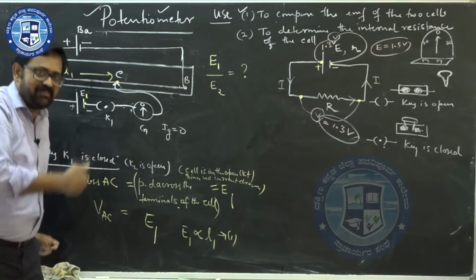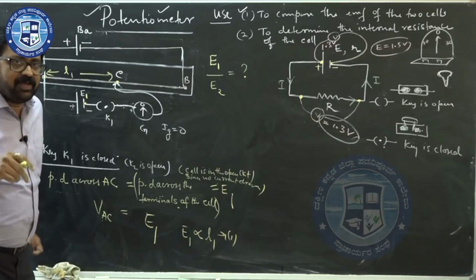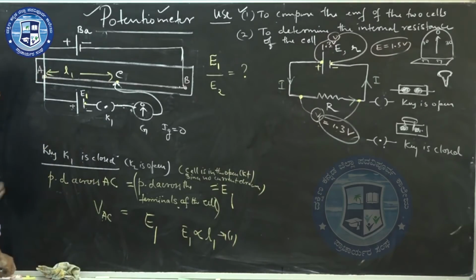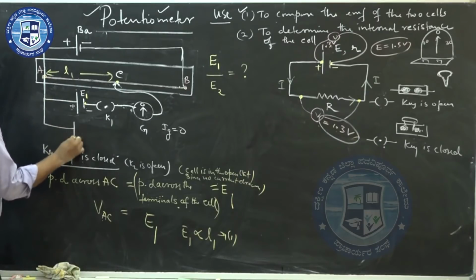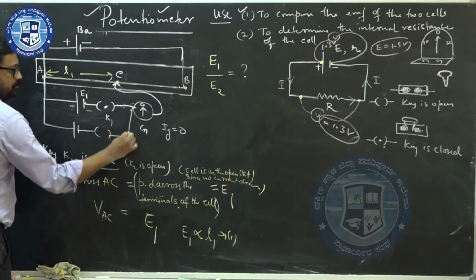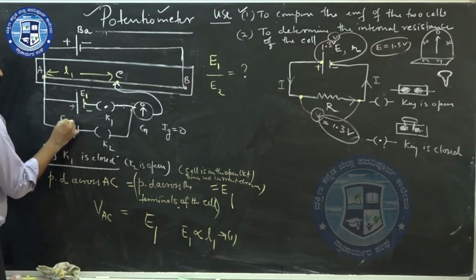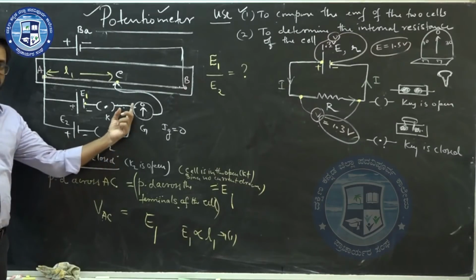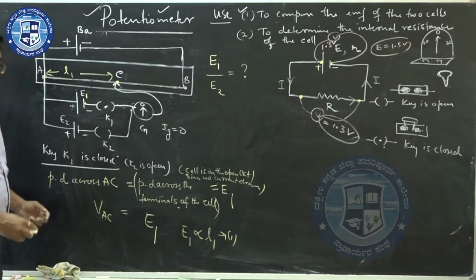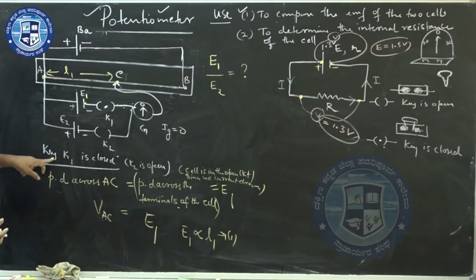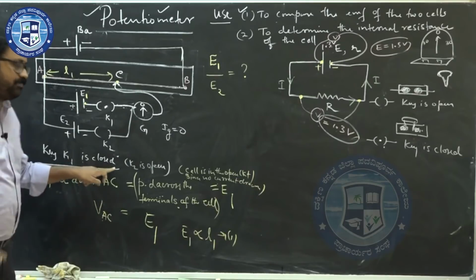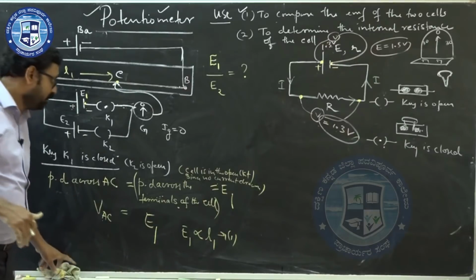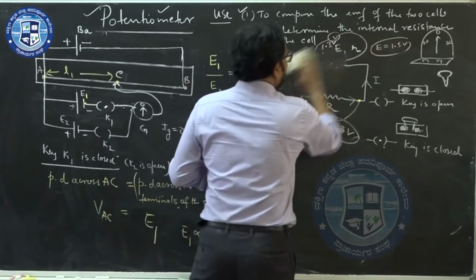Repeat the same thing, whatever I explained, with the cell of EMF E2. You know already, for your convenience, I removed that part, right? There was one more cell of EMF E2 connected to a key K2, connected to the same terminal of the galvanometer, right? Now what you are supposed to do is, K2 will be closed and K1 should be open. Then you have to repeat the same thing. For your reference, I will redraw that circuit diagram.